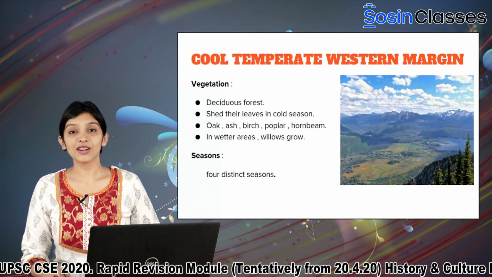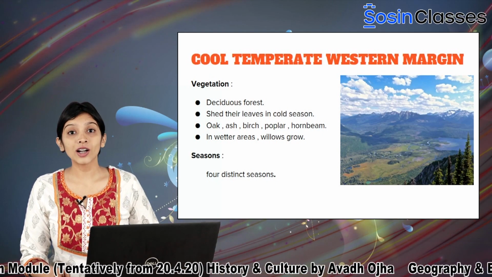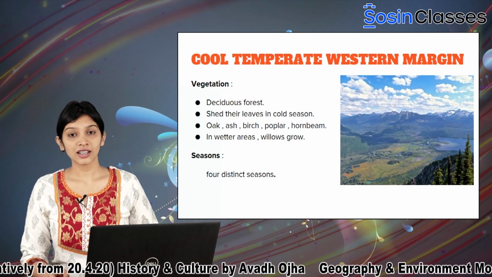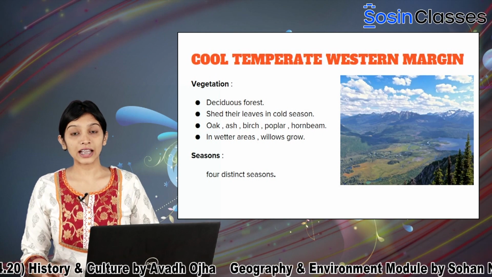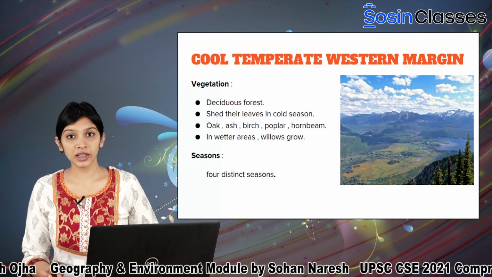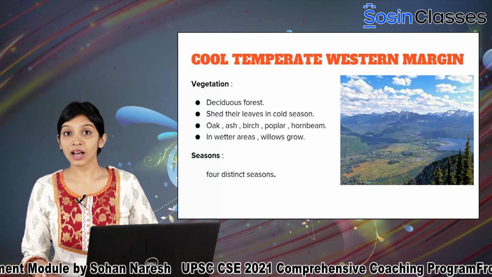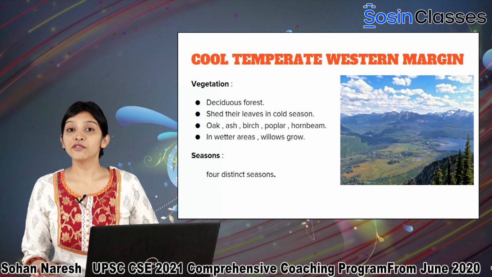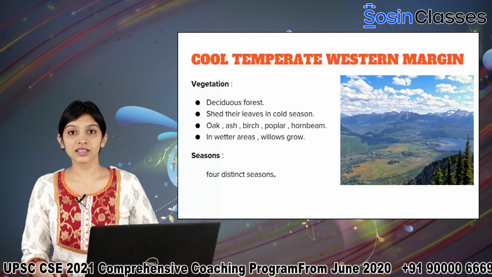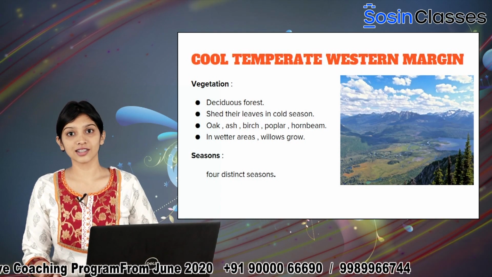Let us now look at the vegetation. The type of forests in this region are called temperate deciduous forests. The trees shed their leaves in the cold season. The most commonly found species of trees would be oak, birch, poplar, hornbeam, ash, etc. In wetter areas, the willows are also seen growing. This region has 4 distinct seasons.